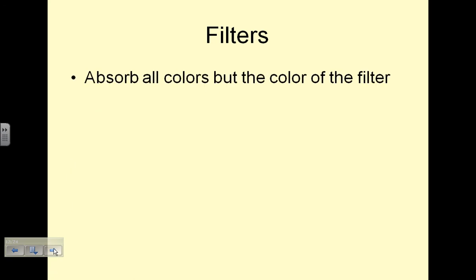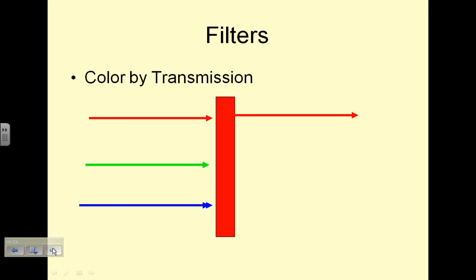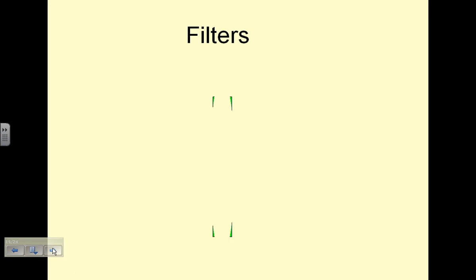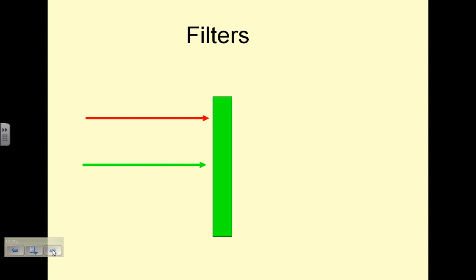If we take a filter that is green, and we have white light shining on it, so we have red, and we have green, and we have blue. A green filter will only transmit green light, and the red and the blue are absorbed, and you see green. Again, your eyeball's on this side looking.